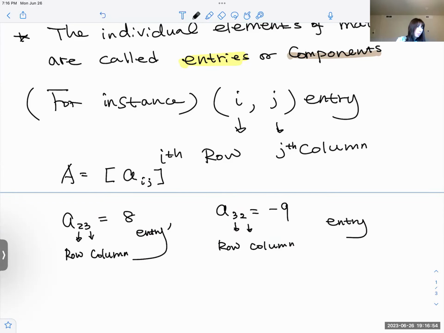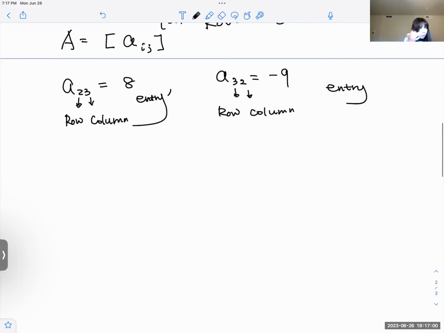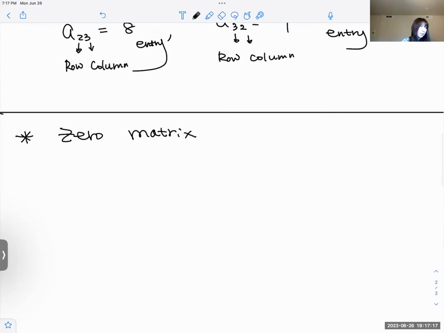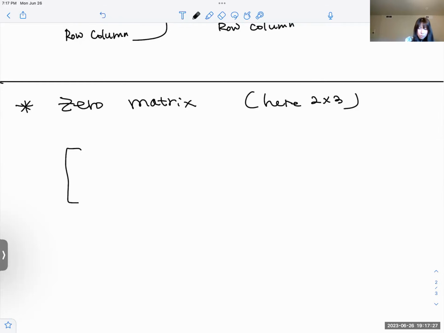Okay, now we have the zero matrix. In this case, we have a 2 by 3, so that is 2 rows and 3 columns, and everything is 0, right? That is a 2 by 3 zero matrix.